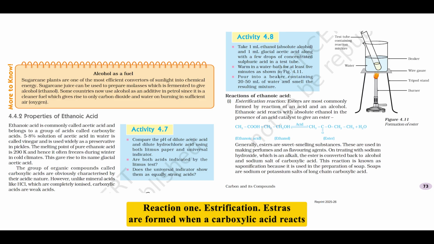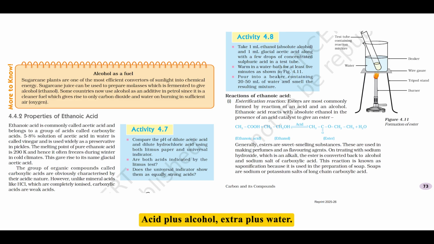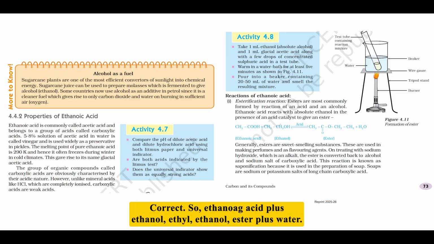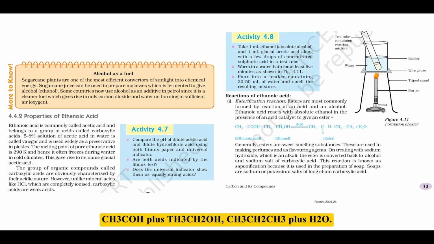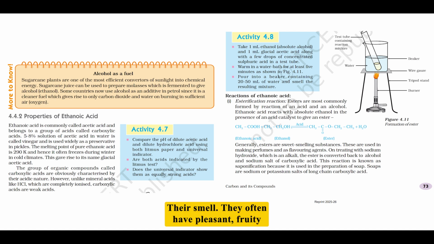Esterification sounds important. Reaction 1, esterification. Esters are formed when a carboxylic acid reacts with an alcohol, usually in the presence of an acid catalyst, like concentrated H2SO4. Acid plus alcohol gives ester plus water. Correct. So ethanoic acid plus ethanol gives ethyl ethanoate, an ester, plus water: CH3COOH plus CH3CH2OH gives CH3COOCH2CH3 plus H2O. And esters are known for? Their smell. They often have pleasant, fruity smells, used in perfumes and flavorings.